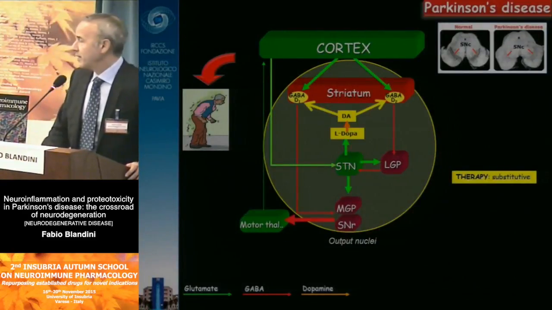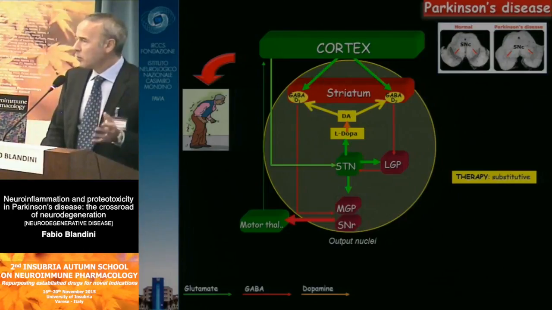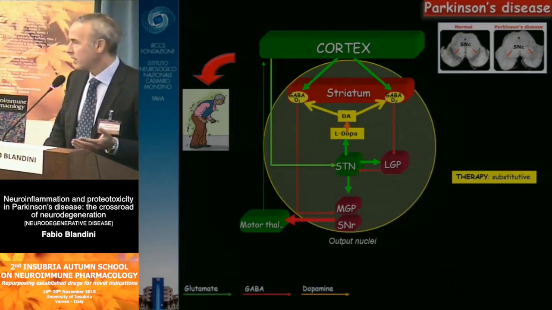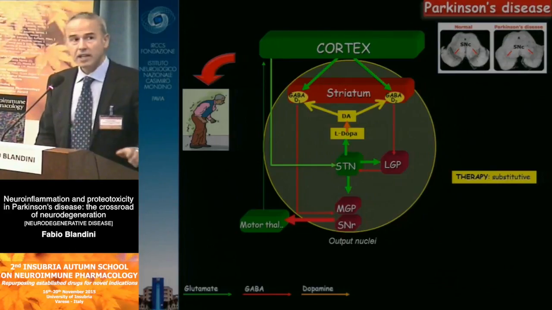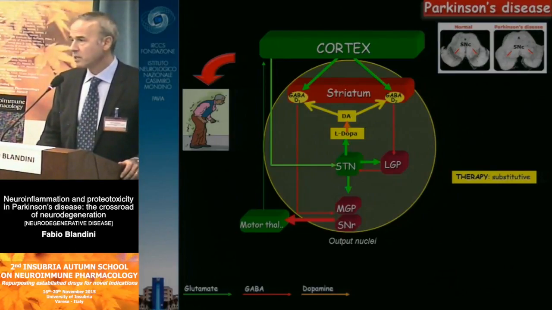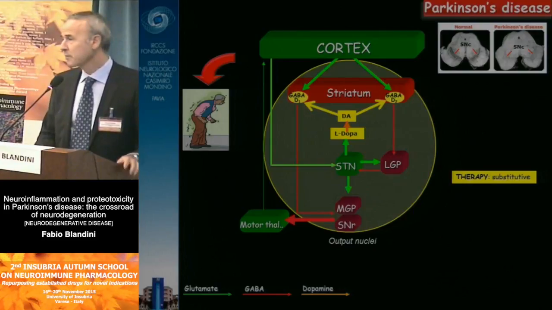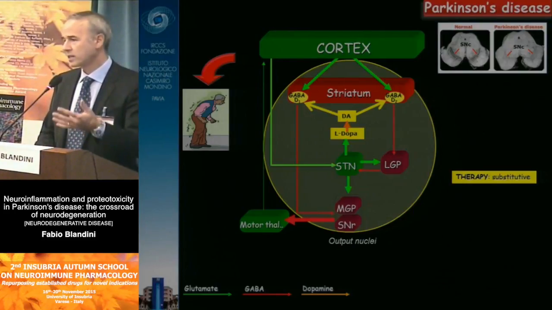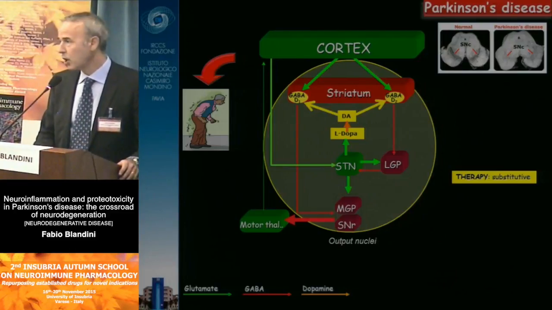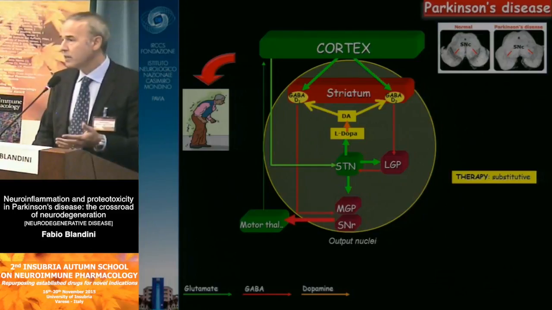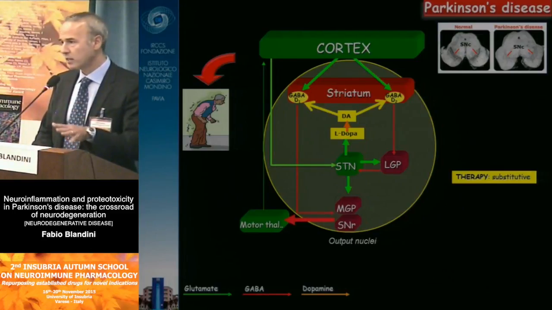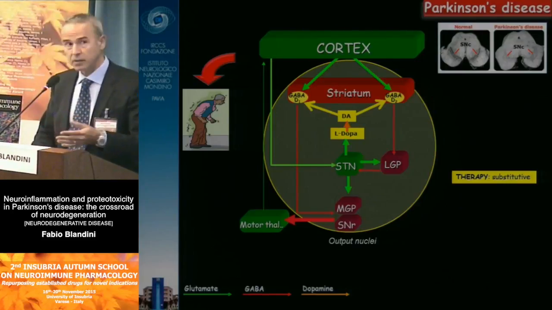As you know, we can treat Parkinsonian patients to a certain extent. This is good news. The therapy is basically substitutive. Dopamine is missing, so we replace dopamine, not directly with dopamine because it doesn't cross the blood-brain barrier, but with levodopa, the direct precursor, which is taken up by surviving neurons, transformed into dopamine, incorporated in the vesicles, then released on demand.